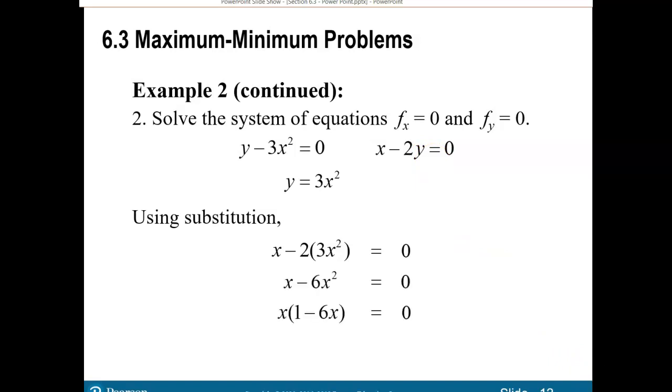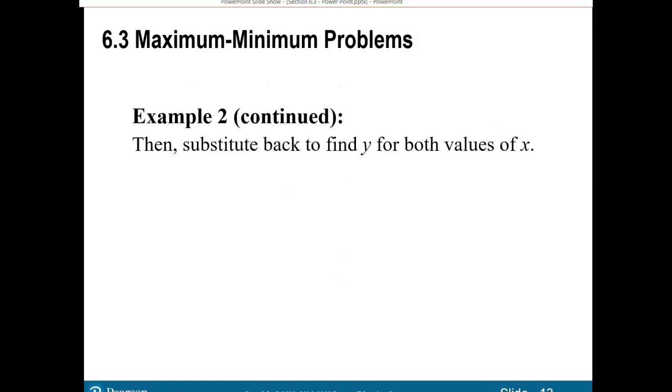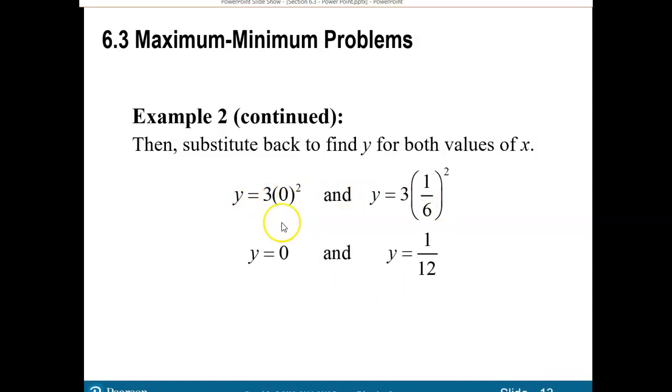Clean it up. Here you could factor. So this time when you solve, you get 2 x values. Okay, so it's possible to get more than one ordered pair here. So we have an x value of 0 or an x value of 1/6. All right, so we've got to find both our y's. If x were 0, or if x were 1/6, plugging into that equation that we substituted, when x is 0, we get 0, and if x is 1/6, we get 1/12.